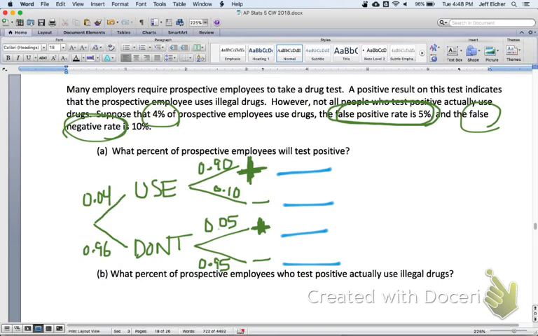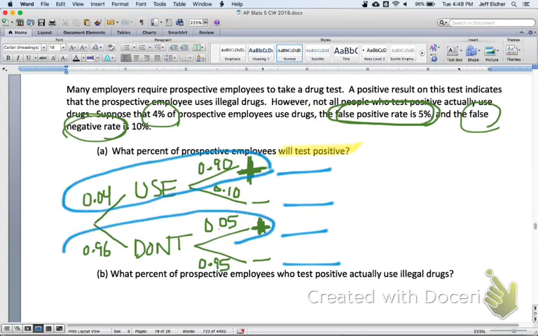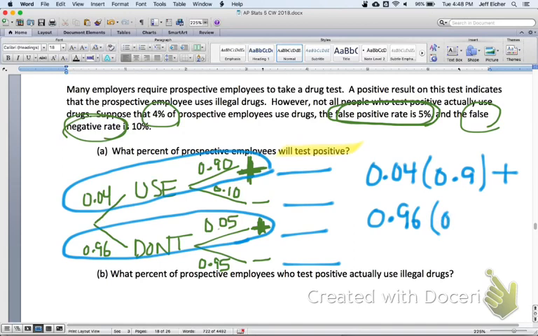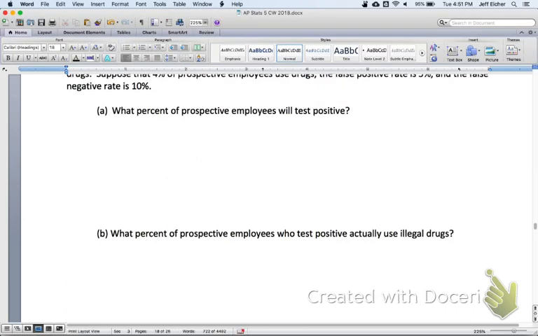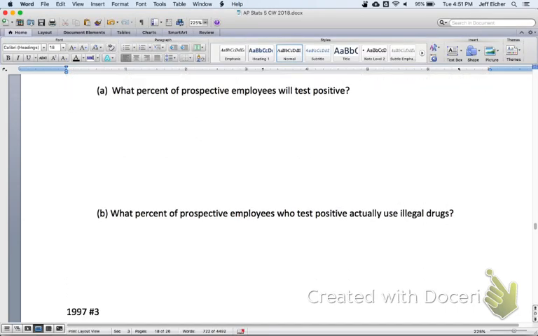We're trying to answer this question, what percent will test positive? Well, the percent that tests positive would be this branch, test positive, and this branch, test positive. So we need to go 0.04 times 0.9 plus 0.96 times 0.05. And then we add those, and we would get our answer. Calculating that, you can check my work, but I got 0.084. So that is the probability someone will test positive. So there's 8% chance that there will be a positive test.